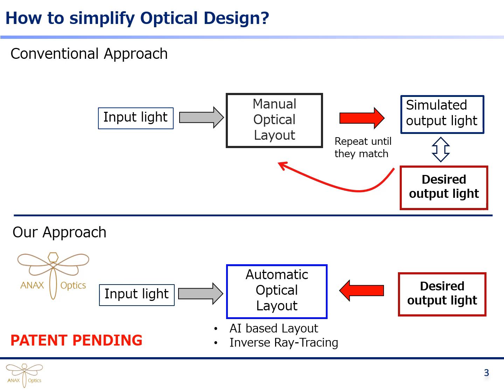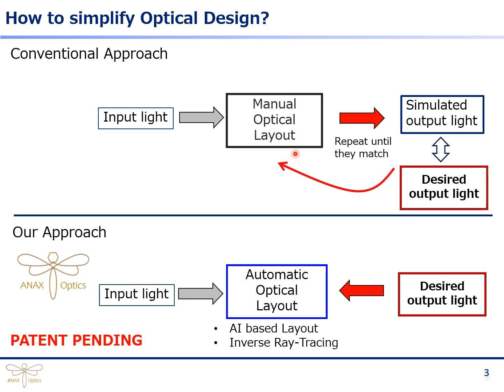In optical design, the conventional approach consists in considering the input of light to the system and the desired output of light. An experienced optical designer will need to take into account this input and this output to produce a guess initial optical layout that he will manually enter into the system.